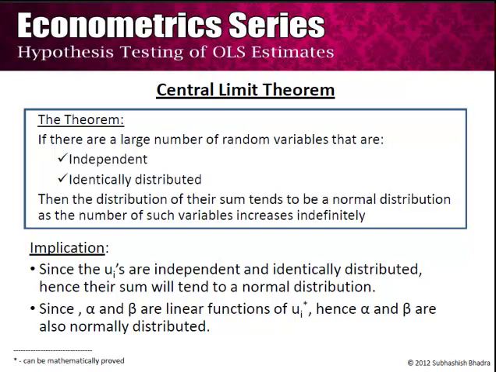And since alpha and beta are linear functions of ui, alpha and beta are also normally distributed. So what the central limit theorem helps us do is to say that alpha and beta, which have a particular variance that we talked about when we discussed the CLRM, are normally distributed. This completes the picture of alpha and beta that we have been building thus far. And now, since we know that they are normally distributed, we can carry out hypothesis testing.